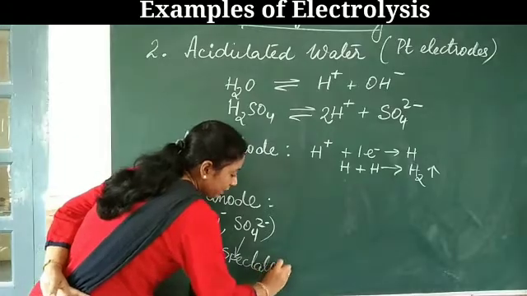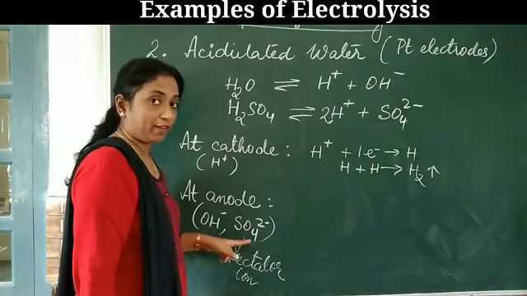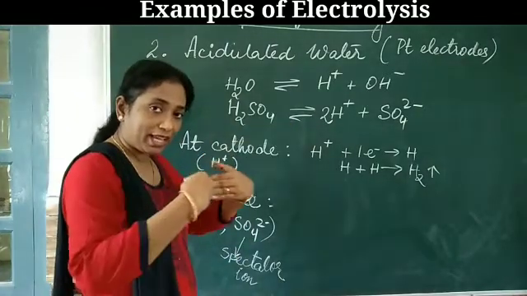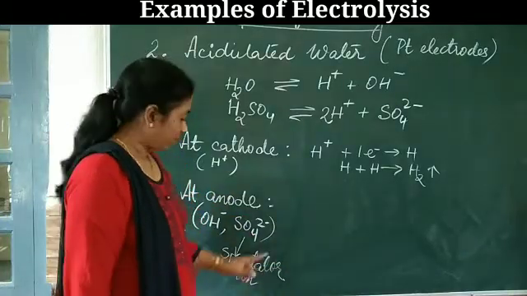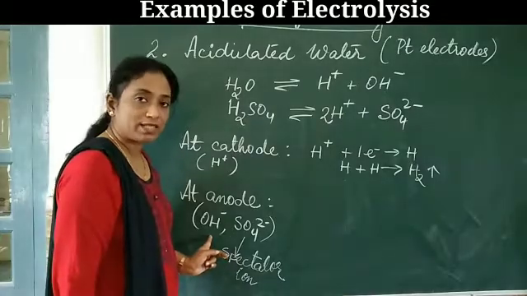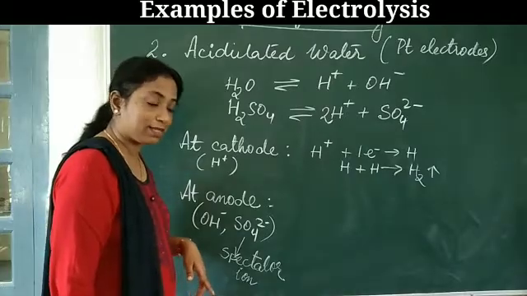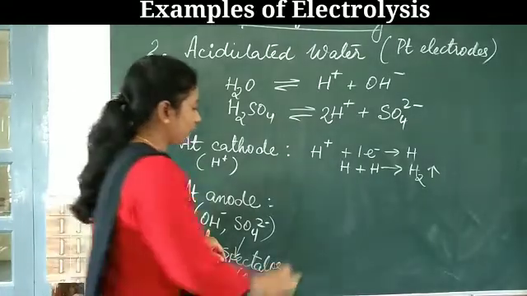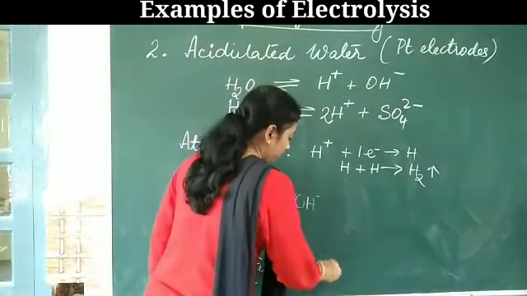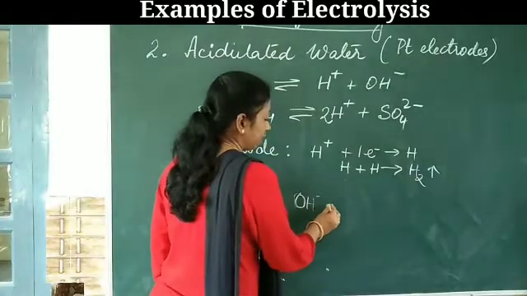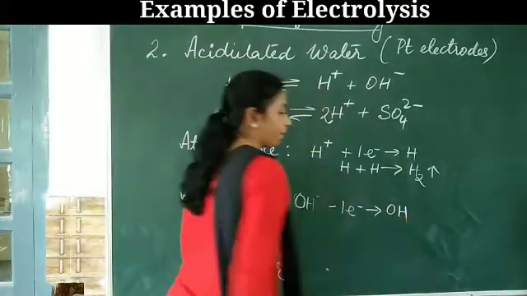Spectator ion, sulfate ion. Why? Because the sulfate ion migrated towards the anode, but it did not get discharged. Who got discharged? OH minus got discharged in preference to sulfate because of its position in the electrochemical series. Let us see how. OH minus has one negative charge, will give up that one electron and become OH.